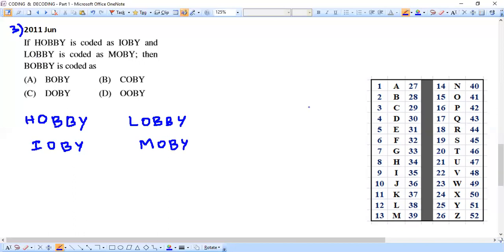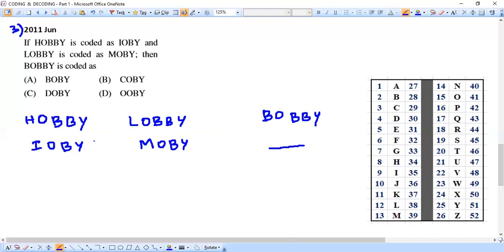Then our question is asking, how is the word Bobby, BOBBY, how will this word be coded? This is our question, right? So as we just see this question, we observe it to be little strange. Why? Because see here, our given word in the question is a 5-letter word, and the respective code is a 4-letter word. Same way here also, we have a 5-letter word, it is coded as a 4-letter word, right?